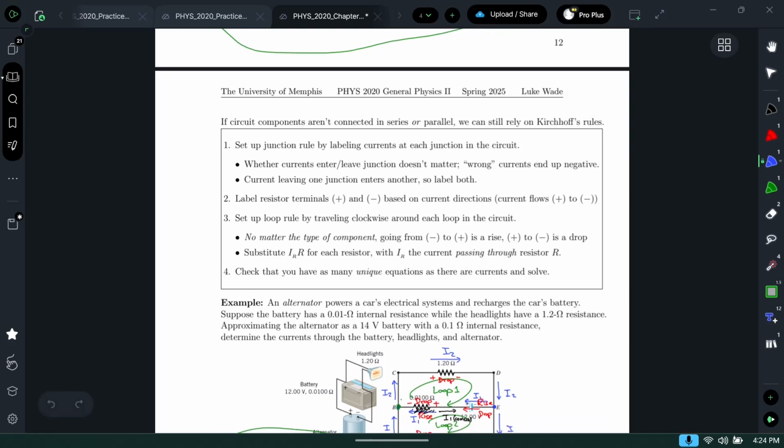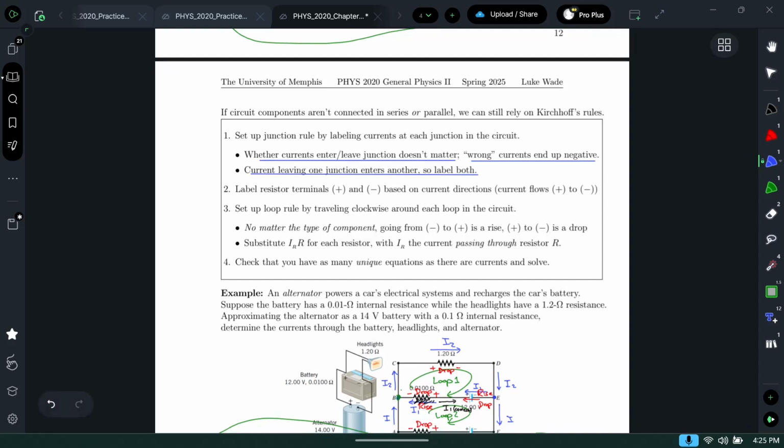So what we've done so far is we set up the junction rule by labeling currents. It said it doesn't actually matter how we label them. If we labeled wrong, we'll get some negative values. And then current leaving one junction enters another. That was the thing where I was saying, okay, well 12 amps comes out right here. It must go in at some other junction because we just follow it around a branch. All right, now we're at step 2.